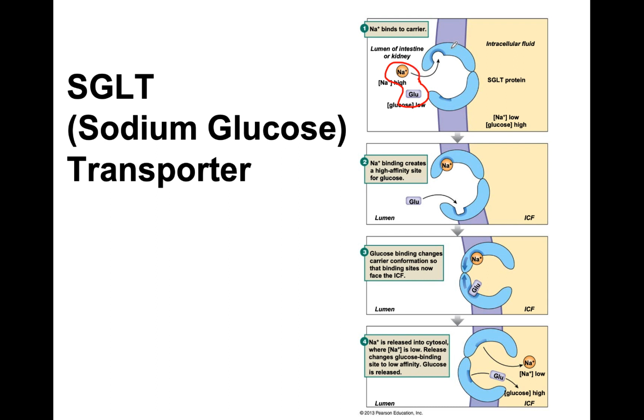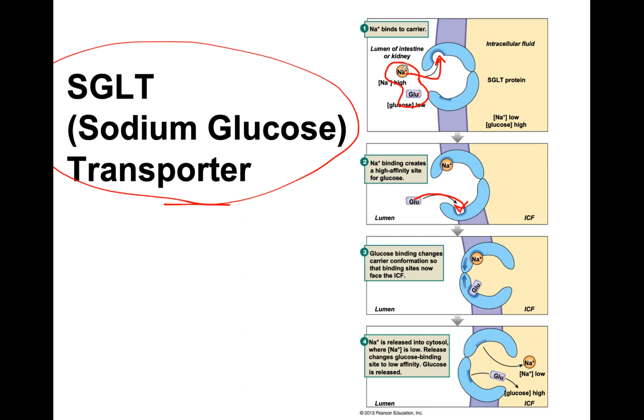So they go in through what's called the sodium glucose transporter. That is the name of this mechanism we're about to cover. So step 1, sodium goes into his binding site. Step 2, glucose will then go into his binding site. Now I want you to notice, this binding site here wasn't open initially. It only opens up once sodium binds in.